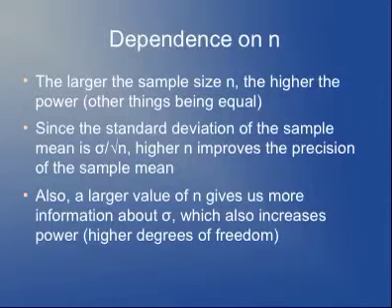And larger n also gives you more information about sigma, which will also give you better power because it will increase the number of degrees of freedom in your test, although in practice, once you get to about 30 or 40, it doesn't help you that much because your t-distribution is essentially a normal distribution anyway at that point.